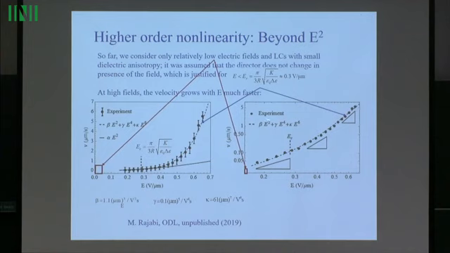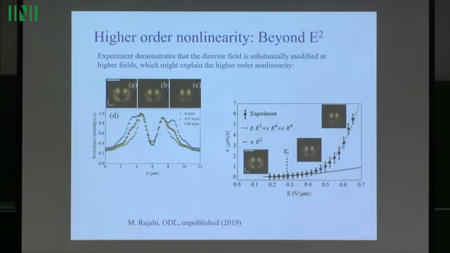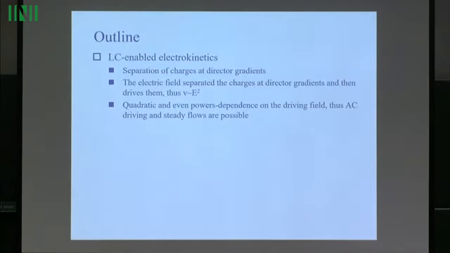You have E to the power of 4 and E to the power of 6, which is a very steep dependence. And we think that it's related to the fact that at high electric fields, the director around the inclusion starts to deform in response to the field, and that changes the local drag resistance, and it produces the much faster increase in the velocity as you see experimentally. But we have no adequate theory of that.